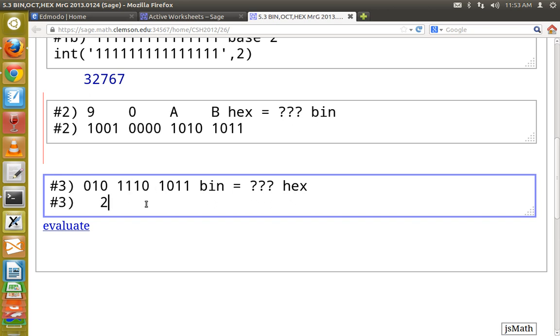All right, so how do you write 14 in hex? What digit is it? There's a digit.